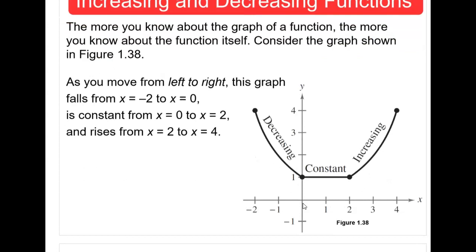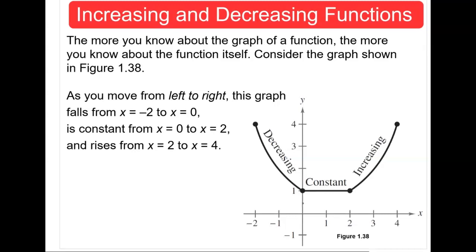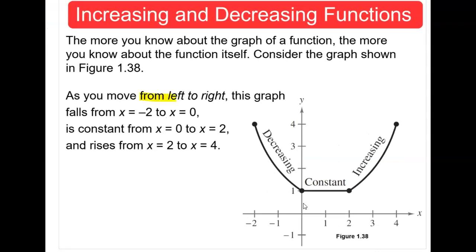Okay, the next concept is the increasing, decreasing functions. So we're always going to read the graphs from left to right. Always, always, always. And if we look at the example here, we could see how from x equals negative 2 to x is equal to 0, I'm going to draw it here, 0. The graph is decreasing.